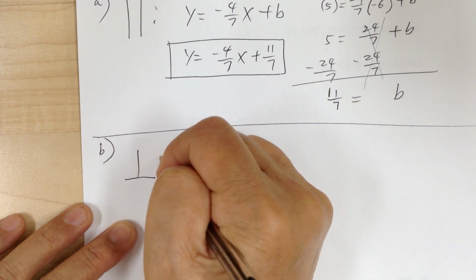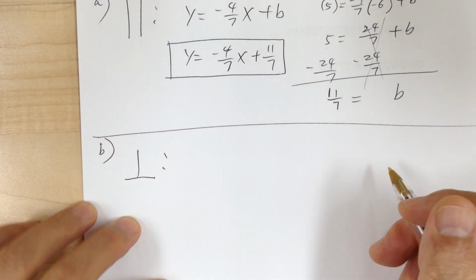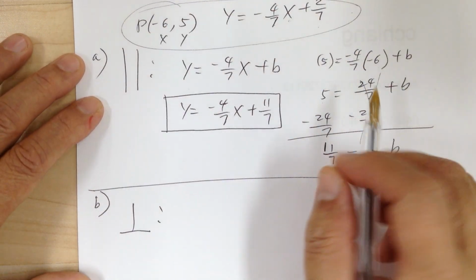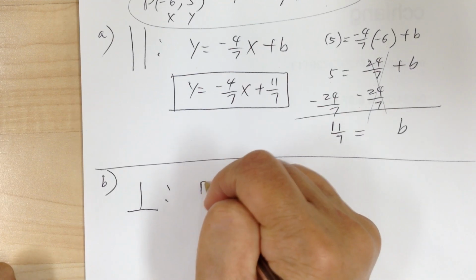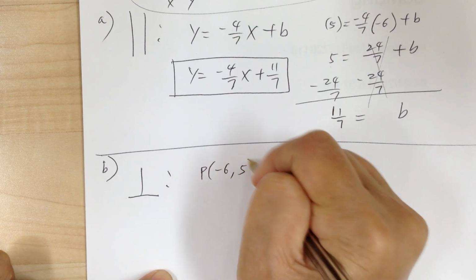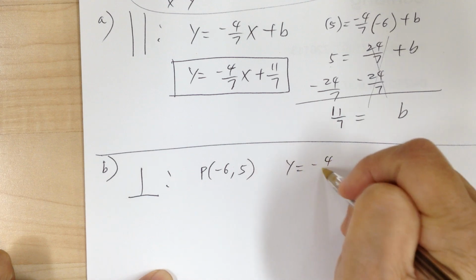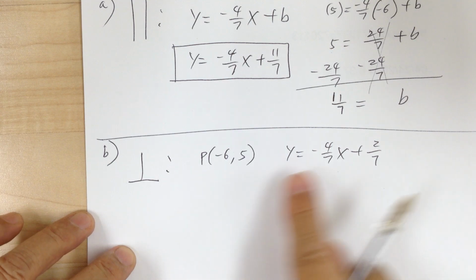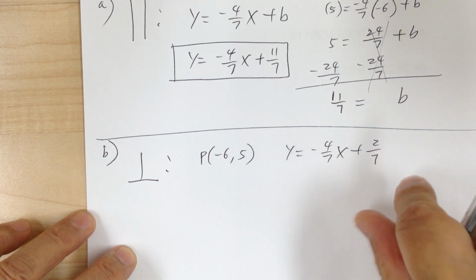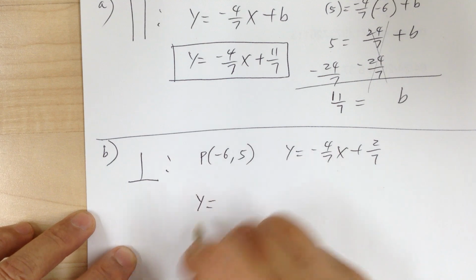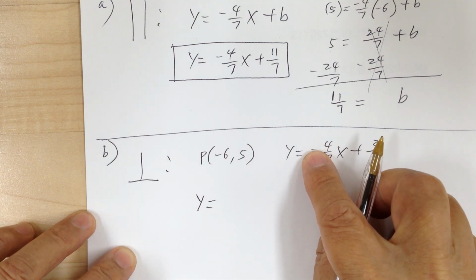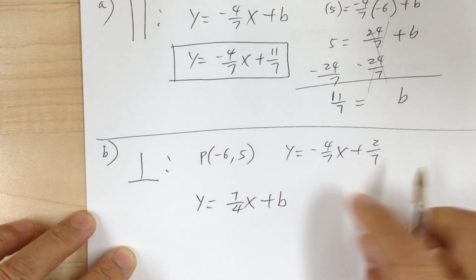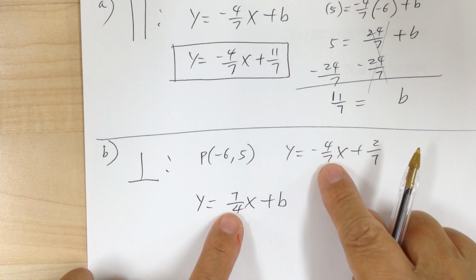You're going to do perpendicular, okay? So again, this is the information that you're using. The point that you need would be (6, 5), and the equation you use would be y equals negative 4 over 7x plus 2 over 7. Since you're going to be perpendicular to that, the slope would be the negative reciprocal. So right away, you get y equal to, negative means make opposite, reciprocal means flip it over, so you're going to have 7 over 4x plus b. Again, negative reciprocal for a perpendicular line.